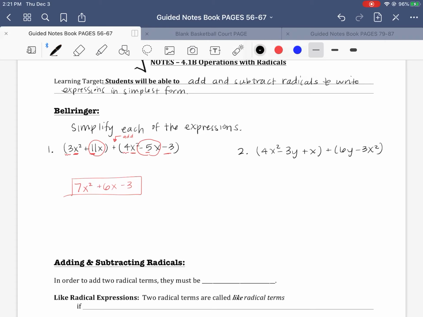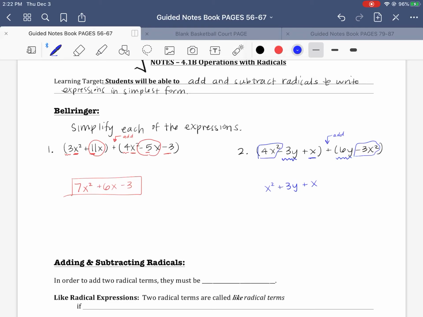They're not always in order, so if we look at this next one, again, this is addition, so I'm just going to combine the like terms. I have a 4x squared right here, and a negative 3x squared here at the end. So 4 minus 3 leaves me with 1x squared. You can write the 1 if you want to, or don't need to. Negative 3y and a positive 6y, so negative 3 plus 6 is positive 3, and we still have the y, and then this x doesn't have anything to combine with.